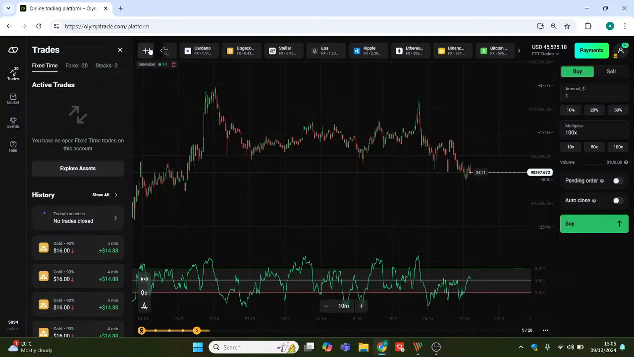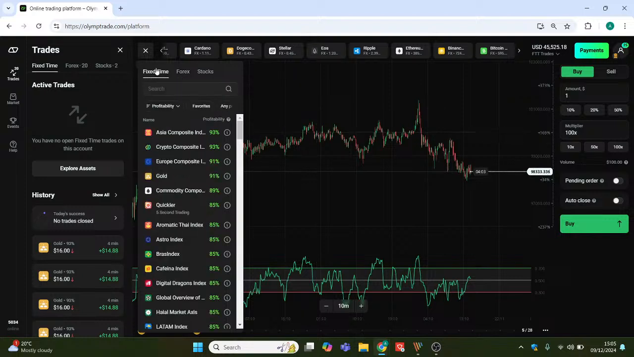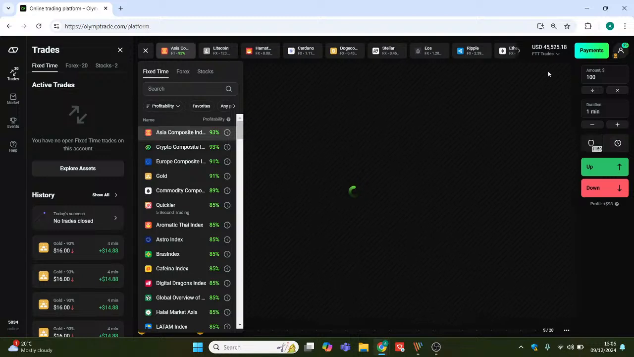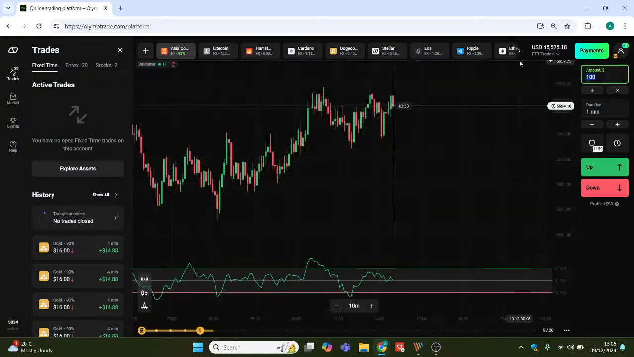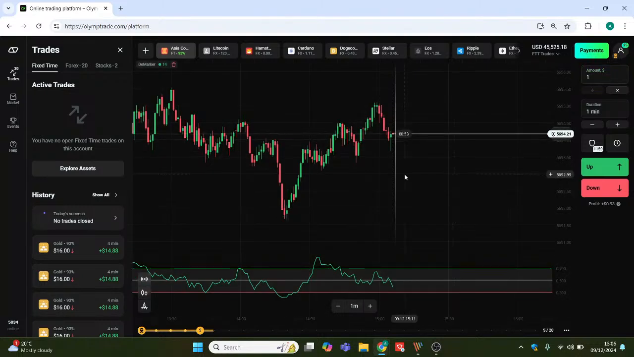Of course, when we trade on the Olymptrade platform, we have fixed time trading mode, which allows us to benefit even on the smallest fluctuations. You can make profits with changes as little as 1 pip, or 2 pips. Basically, that is the difference: 1 pip up and you win, 1 pip down and you lose. That is how a win is defined in this kind of trading.